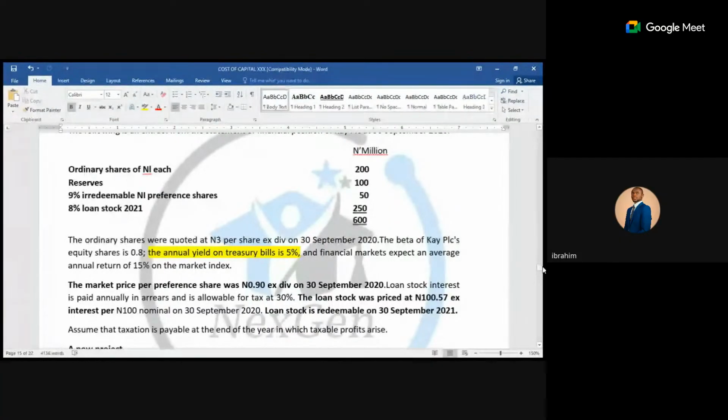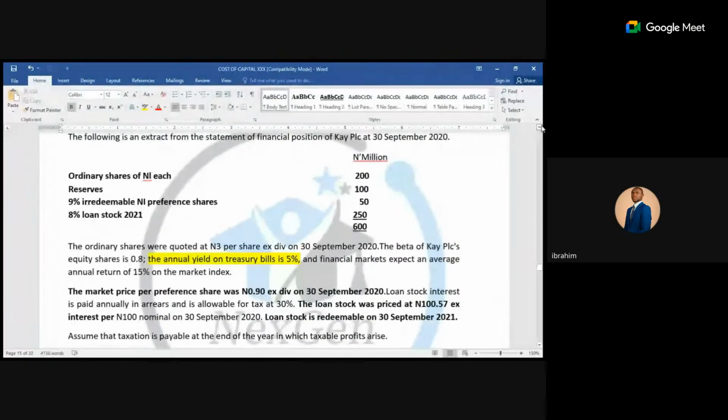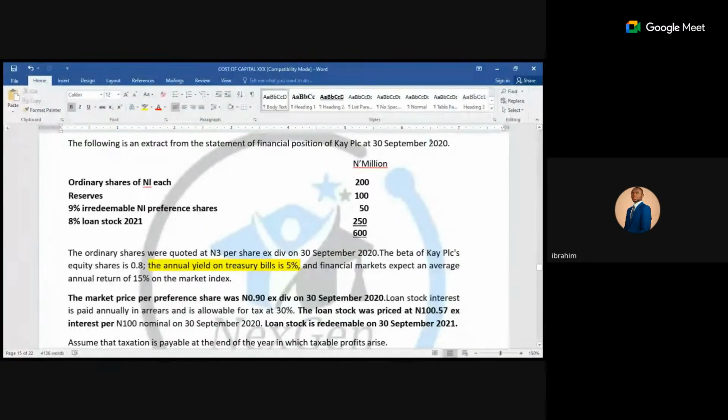Now, if it is just debenture, we already know that the formula for calculating the cost will be interest times 1 minus tax rate, divided by the market value ex-interest, right? When it is not redeemable. Now look at it. The loan stock is redeemable. So we have to use internal rate of return, but you can use internal rate of return when the redeemable period is just a month, a year.